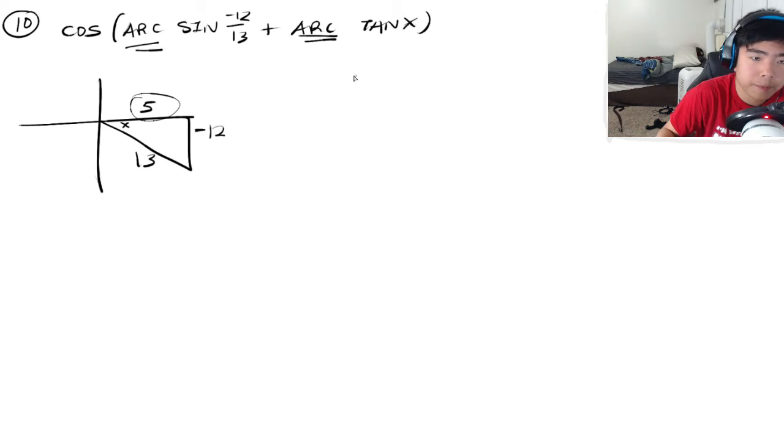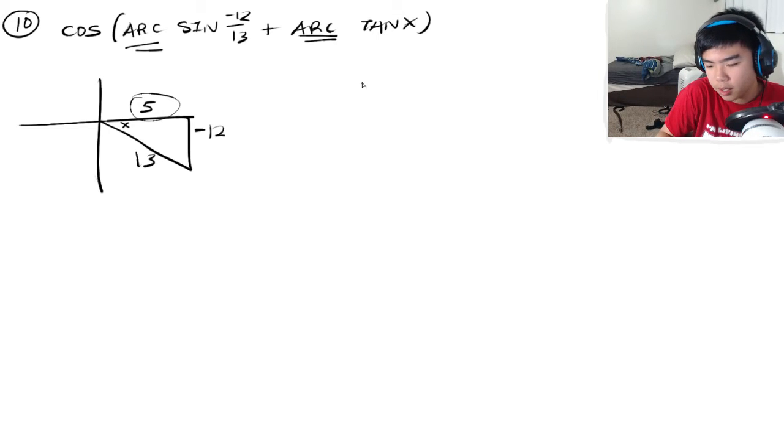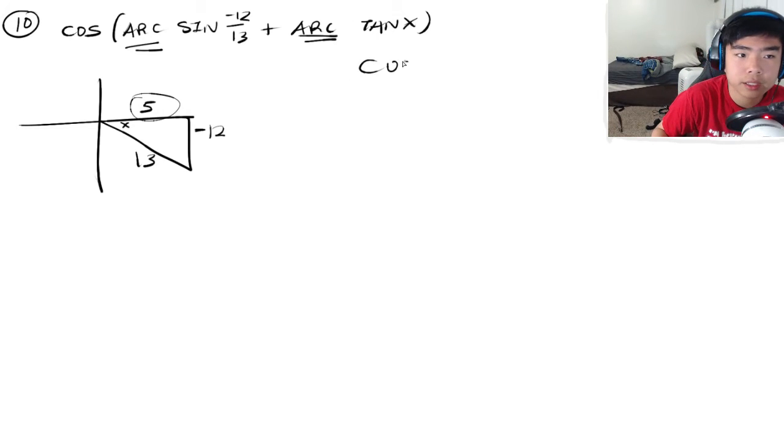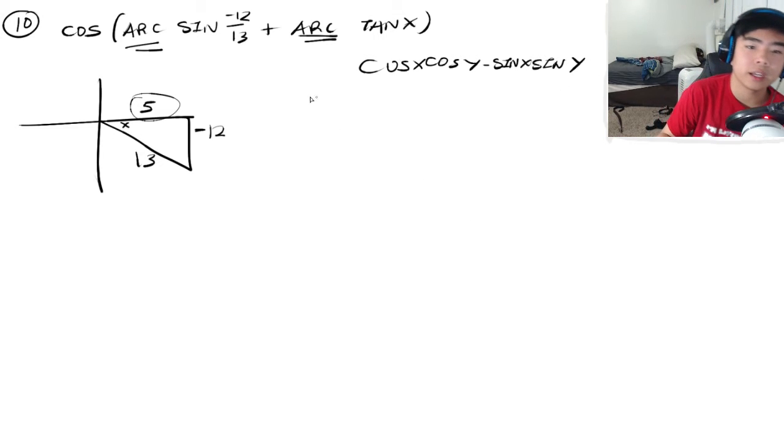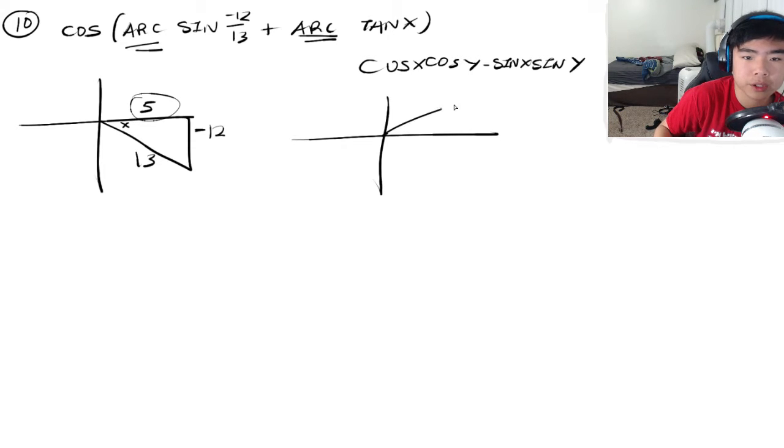Because the cosine addition formula would be, what is it? Cosine addition. Hold on. I got this. It's in my head. All right, cos x cos y minus sine x sine y. All right, so now we have that, right? And that's just one of the triangles, and then this will be the other triangle.